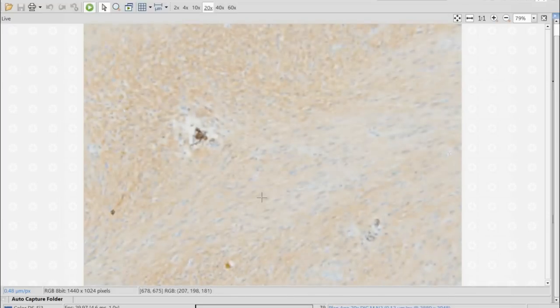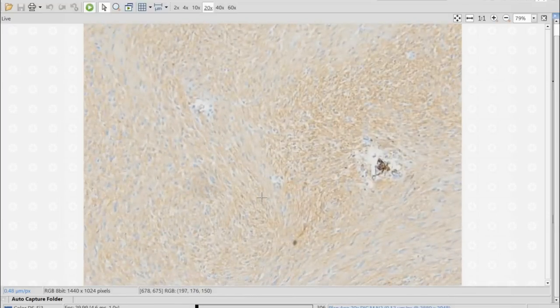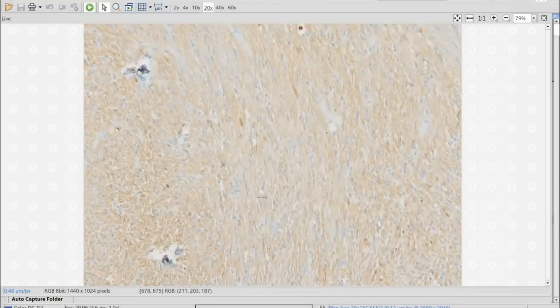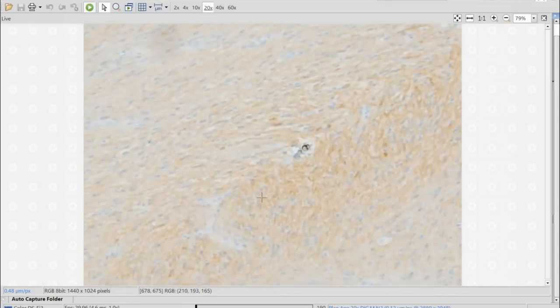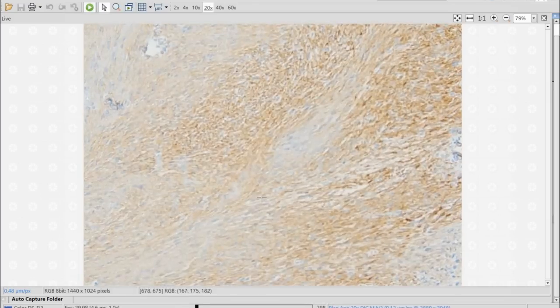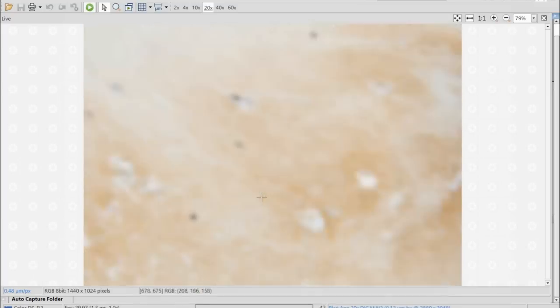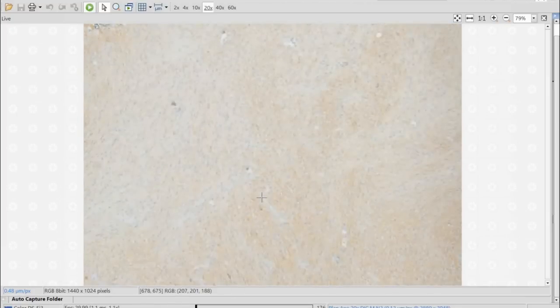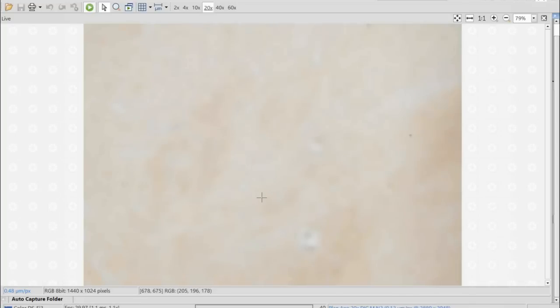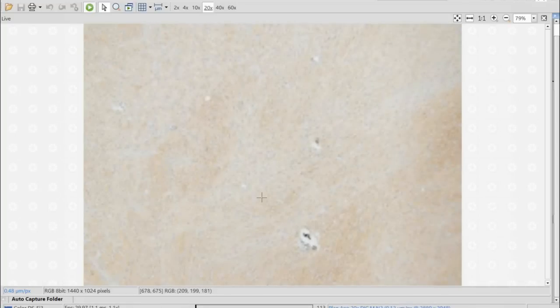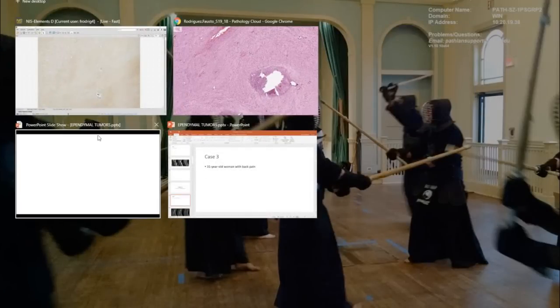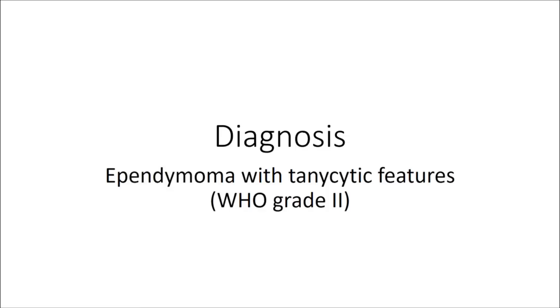Here is the GFAP, and you can see the tumor is GFAP positive. You can argue it's kind of regional positivity and accentuated around vessels in some areas. So a lot of diagnoses were considered here, but this was a very circumscribed lesion, an intramedullary mass, and the diagnosis was ependymoma with tanycytic features. Again, WHO grade 2, this was not highly proliferative.